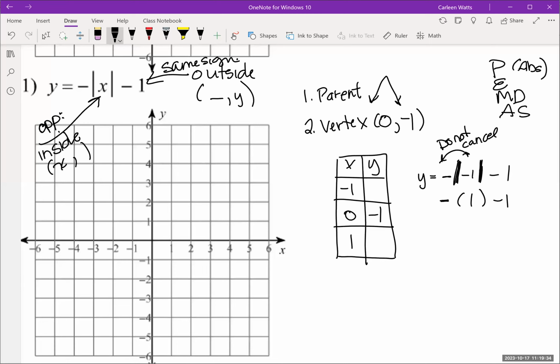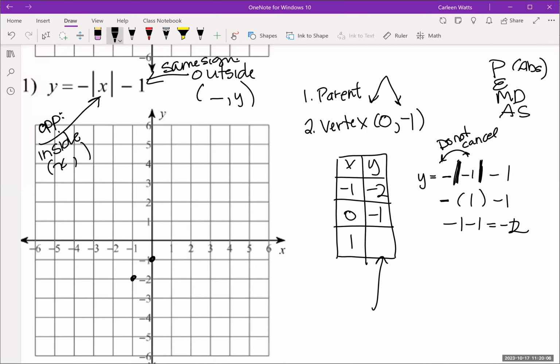Now with this one, it is actually easier to do parent graph, vertex, and sketch the graph than it is to make the table, because people make arithmetic errors. So this is -1 minus 1, which is -2. So let's plot this: (-1, -2), (0, -1). Are we starting to see an upside down V?